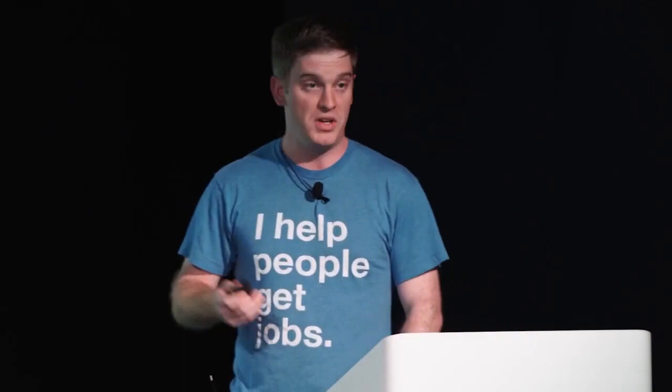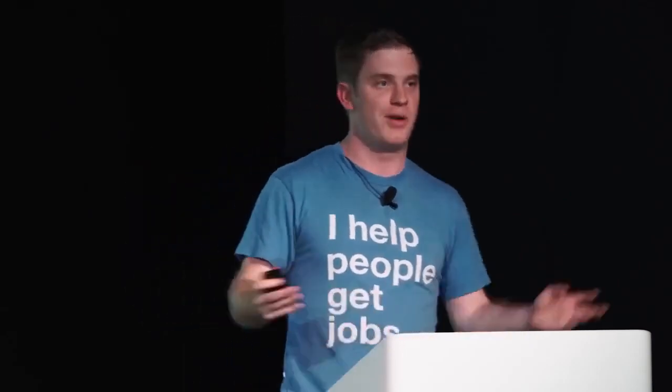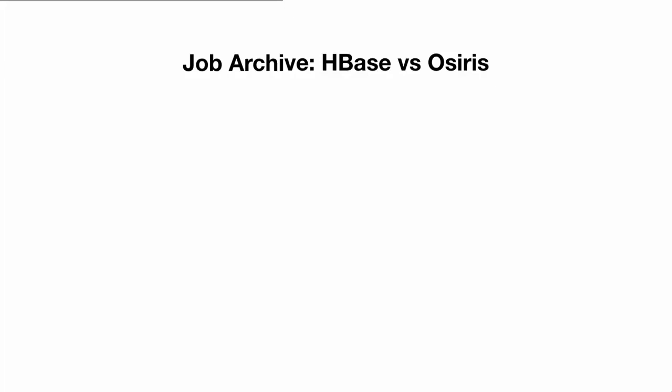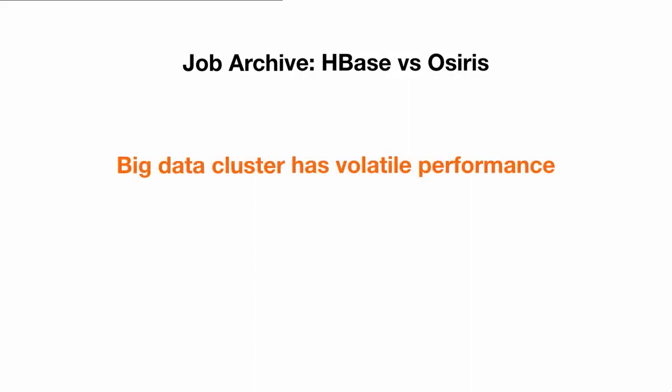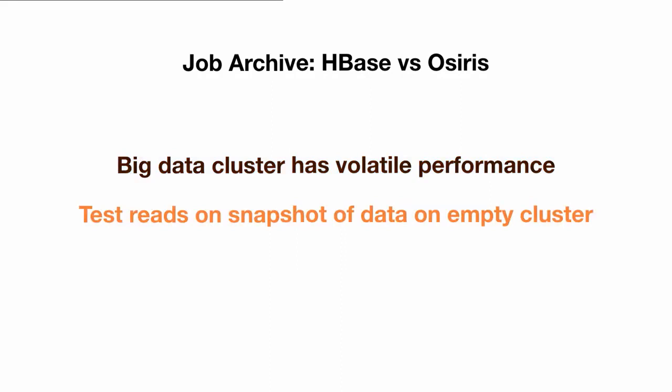Job archive, HBase versus Osiris. So we did this, and it turns out it was working great. Performance was better, resource usage was better, people in Slack seemed happier. But it was hard to say that the improvements we were getting were definitively because of the fundamental differences between HBase and Osiris, or just because our big data cluster is super busy as a result of being a heavily used shared resource.